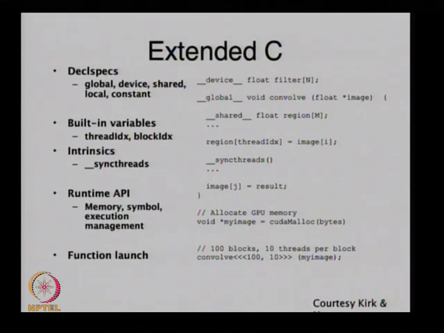There are special functions, for example, underscore underscore sync threads. It is a barrier, in the context of things running on a single multiprocessor. There is, at the moment, no barrier across multiprocessors, except by involving the CPU.